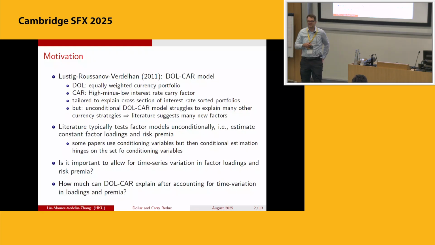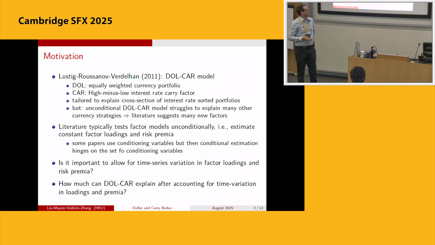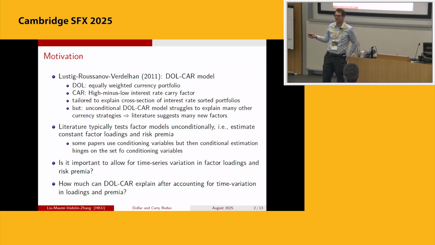And they have shown that these two factors explain very well the returns of interest rate sorted portfolios. But then, of course, a big literature evolved showing that if you sort currencies in other ways with other characteristics, then these two factors don't go very far. And of course, half of that literature was written by Lucio, and most of these papers with people in the room together with Lucio. Now, one problem with the literature, I think, is that these tests are usually done in an unconditional setting.